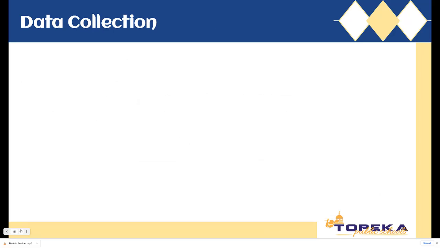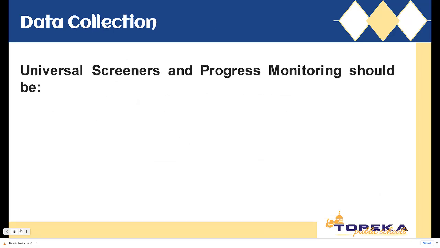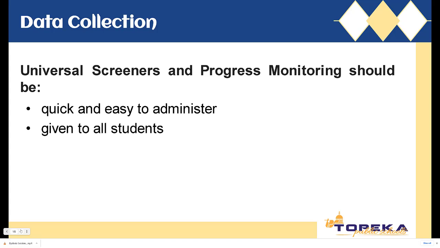We're now going to turn our attention to data collection. Data collection involves using universal screener and progress monitoring. And a universal screener should be quick and easy to administer. This means that it's easy for students to take and it's easy for teachers and support staff to administer. It's also not a test that is lengthy and drawn out. It is given to all students. The same screener would be given to all first graders, for example, or all second graders.